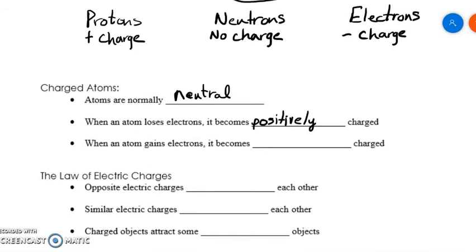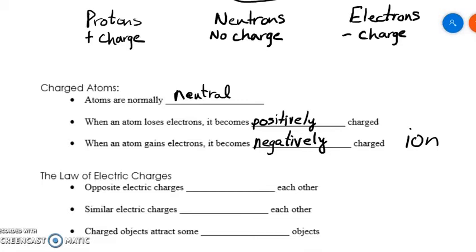When an atom gains electrons, it becomes negatively charged. So in order to fill up its outer shell, it gains another couple electrons. That would mean that now it's negatively charged because it has more electrons than protons. This is called an ion. Remember that? When you change the number of electrons in an atom, it becomes an ion.